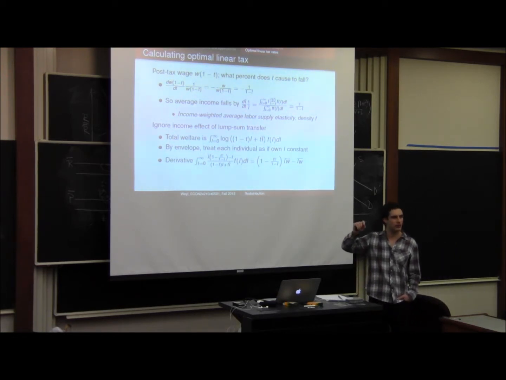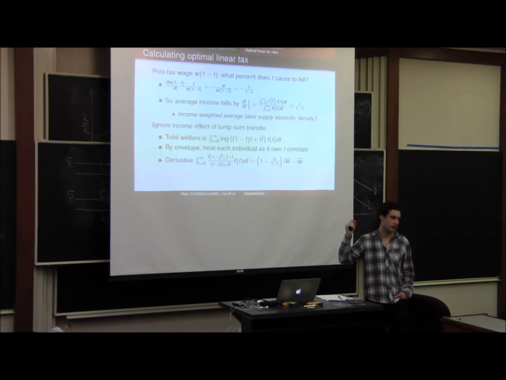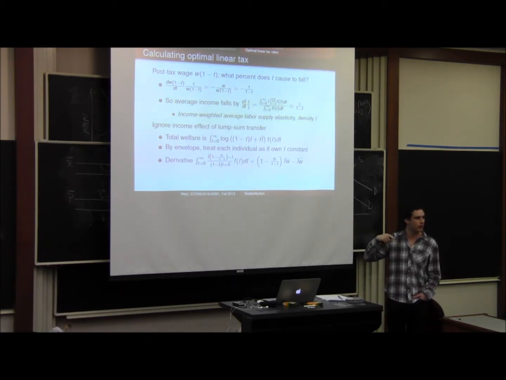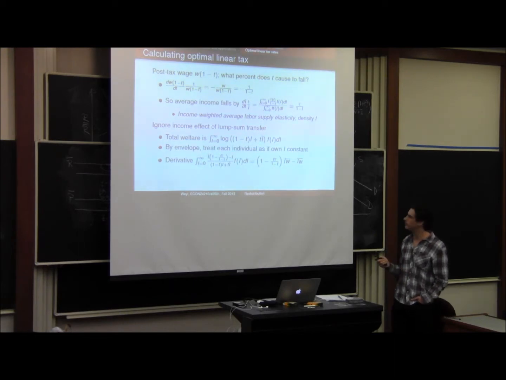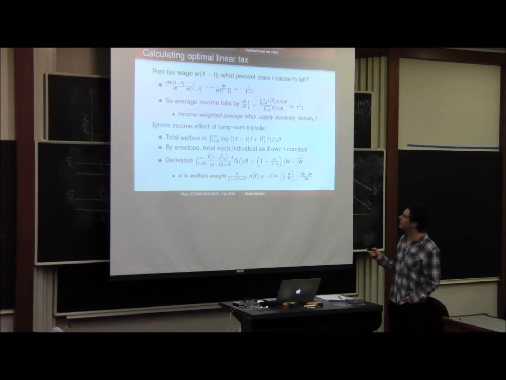Because that's how much value society gets from giving $1 more to that person, because under logarithmic utility, that's just 1 over their post-tax and transfers income. And then we're going to do minus the average income multiplied by the average of income multiplied by their welfare rate from this term here. That's the derivative, and we want to set that equal to 0 to find the optimum, right?